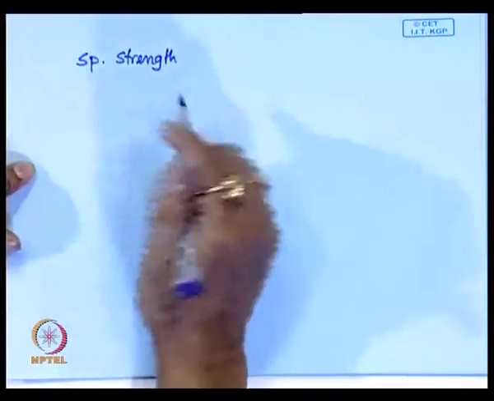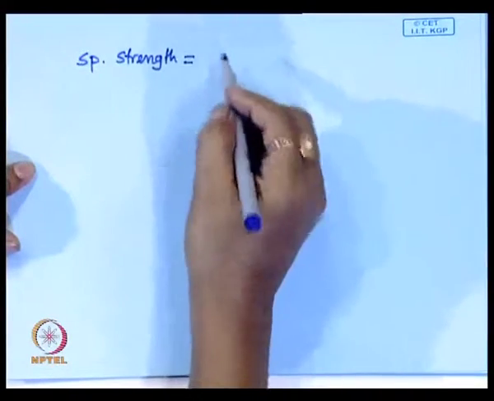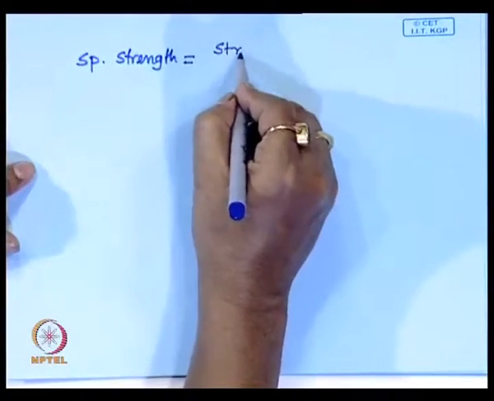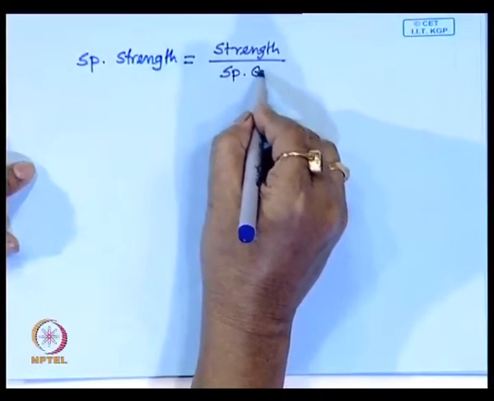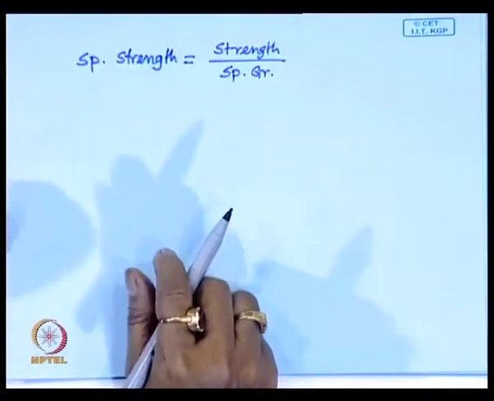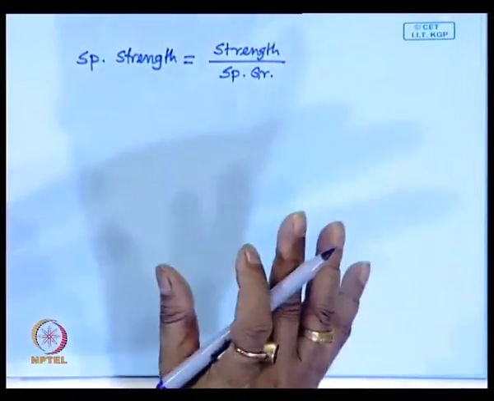What is specific strength? Specific strength is the ratio of the strength to the specific gravity of the material. That means we have a material which is strong as well as light. Think of steel, tensile strength is very high. Divide the tensile strength or tensile modulus or compressive modulus by its specific gravity, you will get some value.